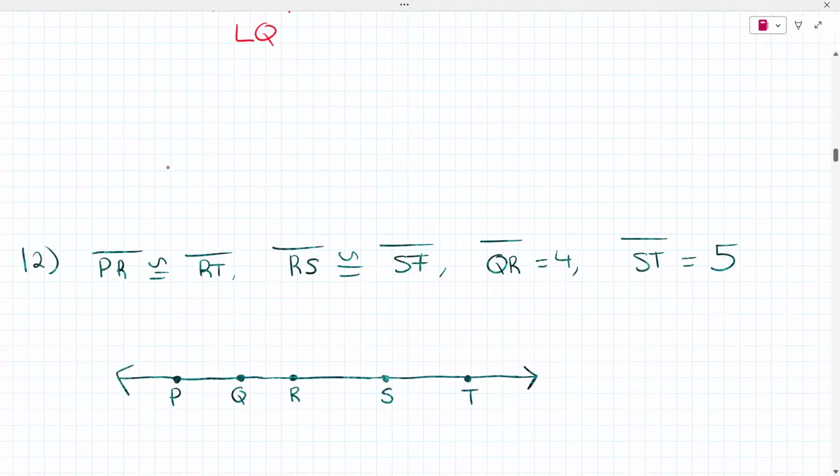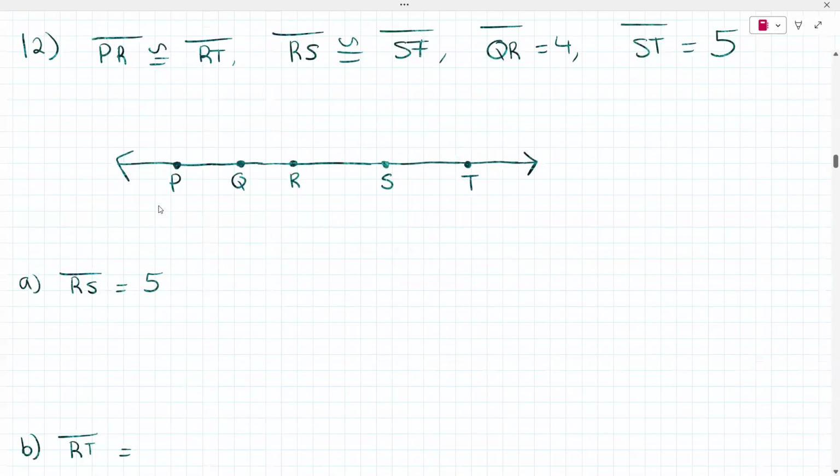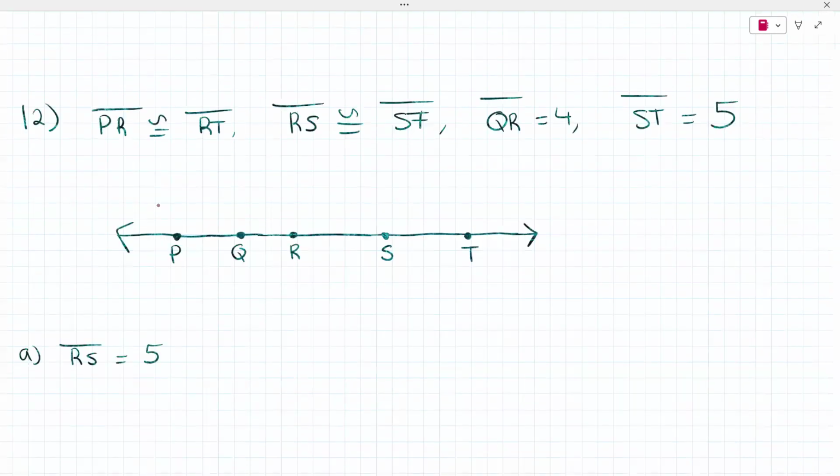Okay, let's look at number 12. So we have line segment PR. So we have this line segment PQRST, and they're saying that line segment PR is congruent to RT, and line segment RS is congruent to ST, and then line segment QR is equal to 4, and line segment ST is 5. So let's kind of draw our figure.